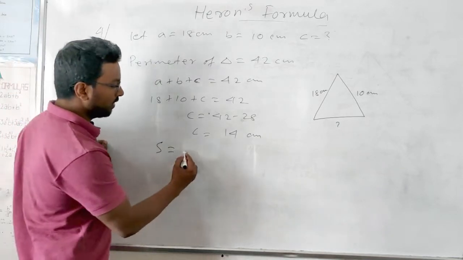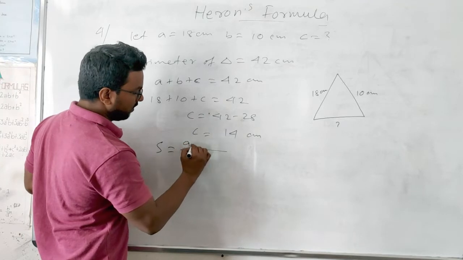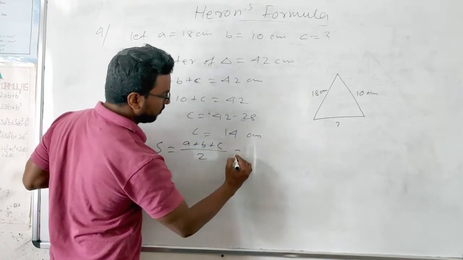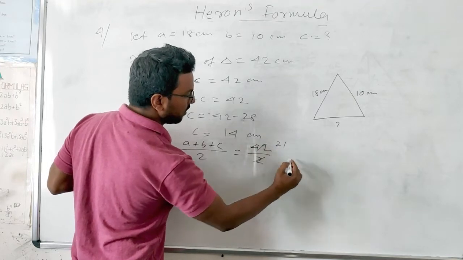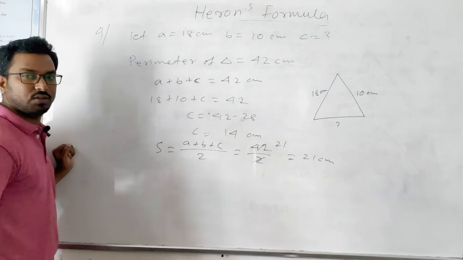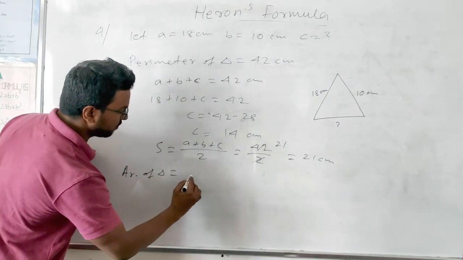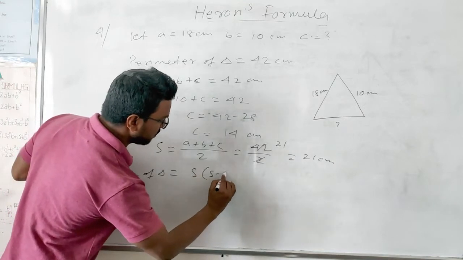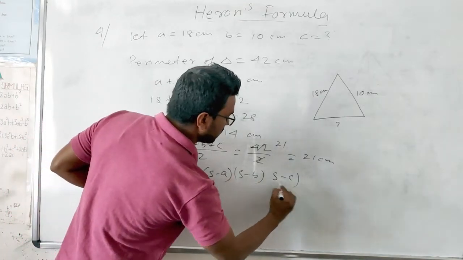Semi perimeter. So perimeter is already given. Perimeter how much is given? 42. So A plus B plus C divided by 2. So perimeter is already given, 42 divided by 2. If you cancel, you will get 21. So this is 21 centimeter. So you need to find the area now. So area of triangle equals to root over S into S minus A, S minus B, S minus C.